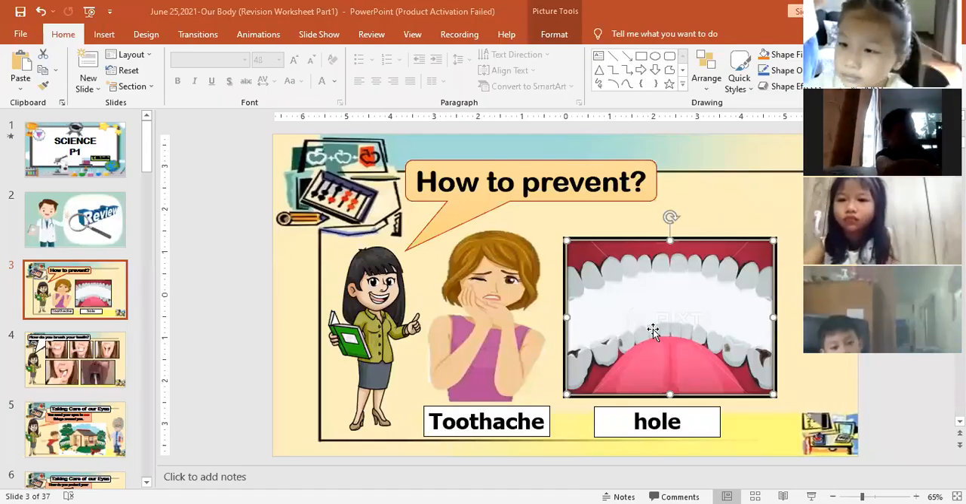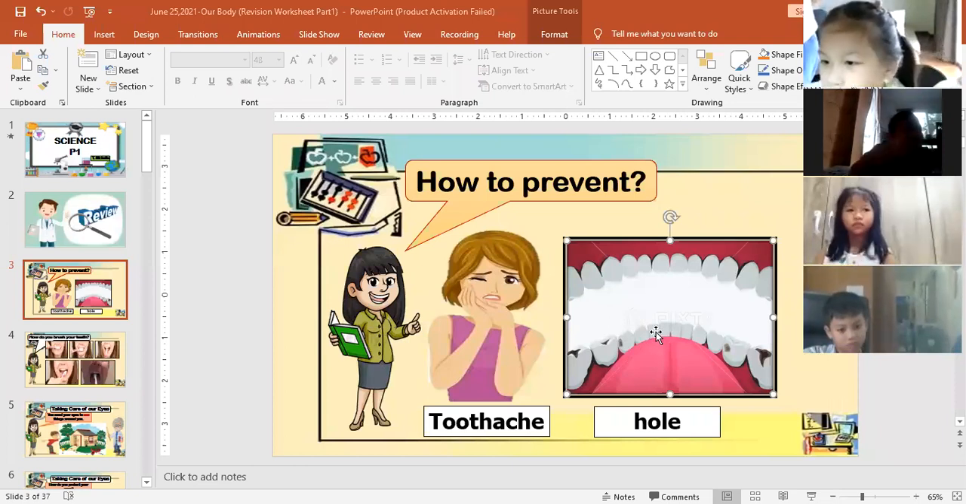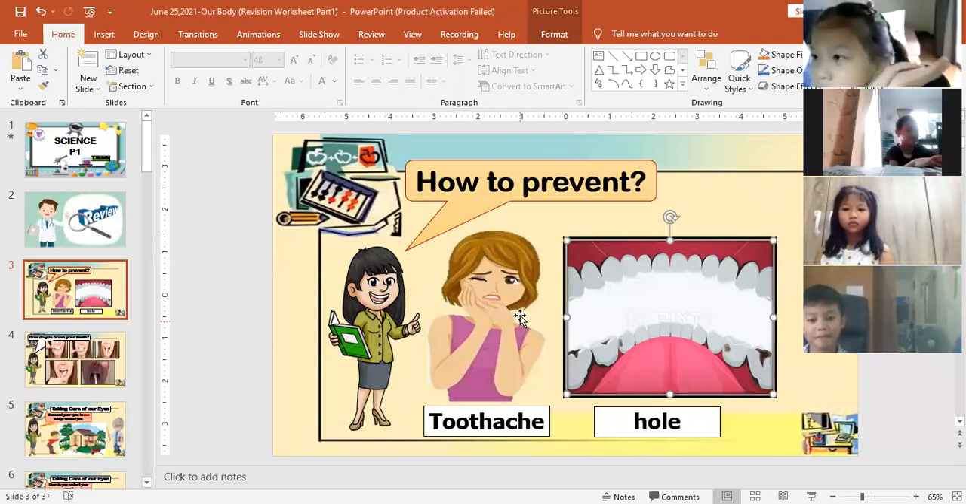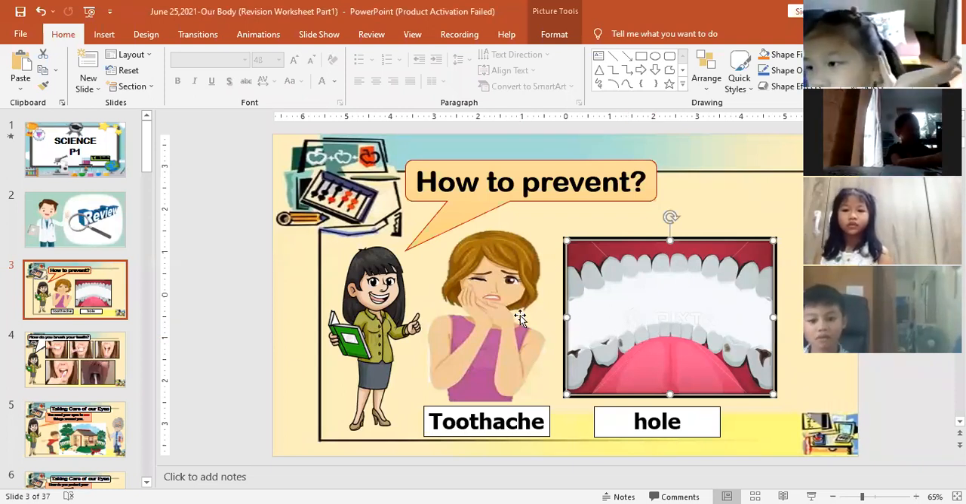These are teeth. Teeth, okay, very good. So you can see your teeth inside your mouth. For what is your teeth?